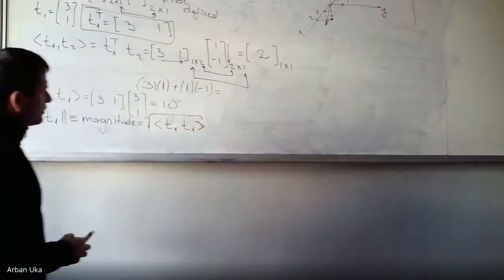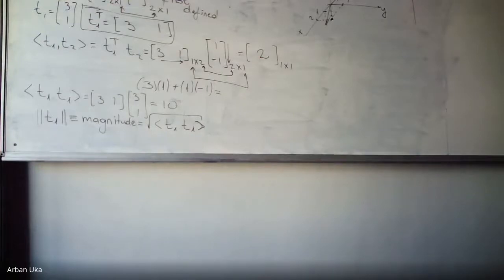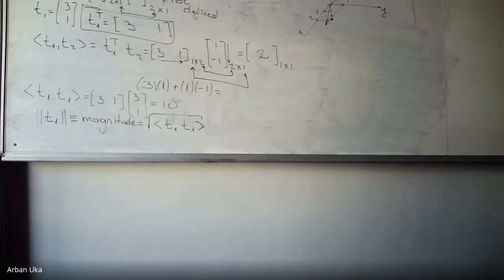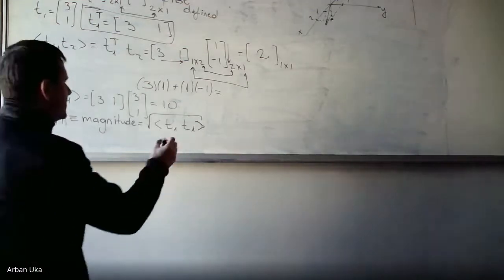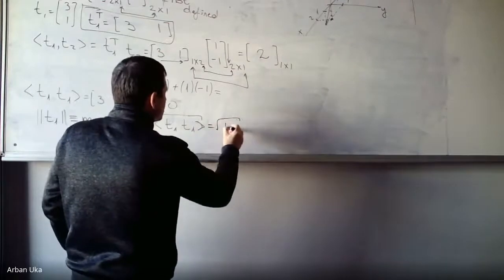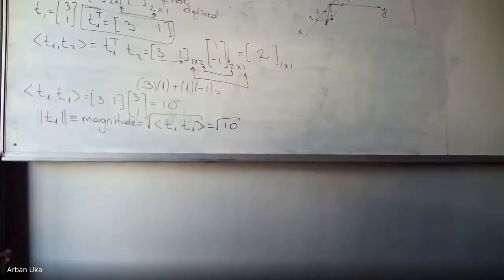Okay? So in this case, what would you say the magnitude of T1 is, Dorina Deca? It would be the square root of 10? That's true. Yeah, exactly. It's going to be square root of 10, because this is what we see from the numbers that we have on the board. So this is going to be equal to square root of 10.